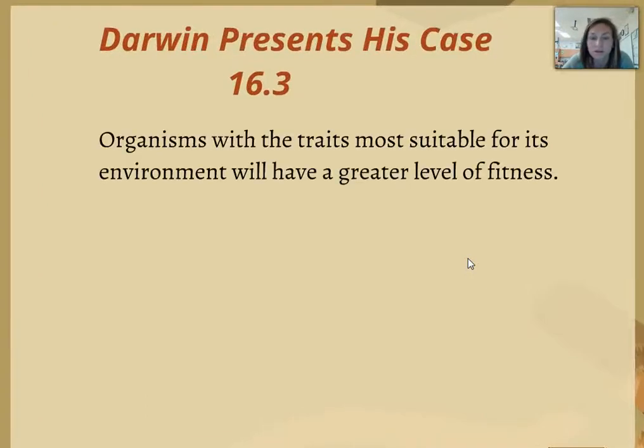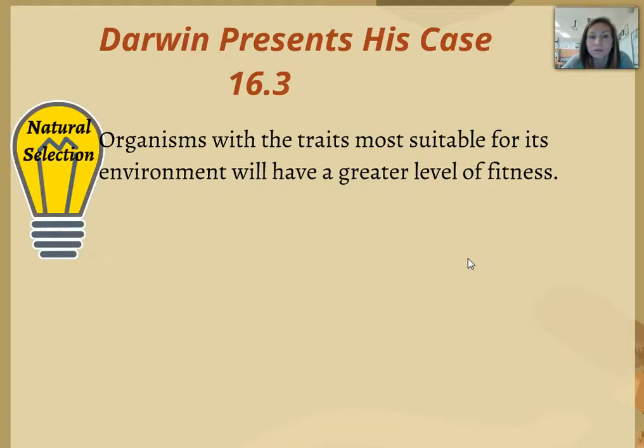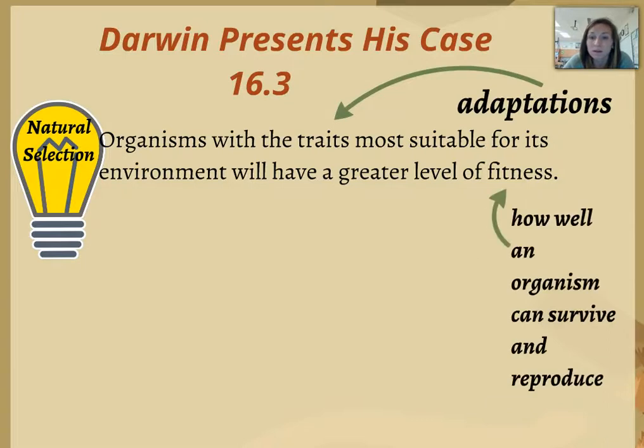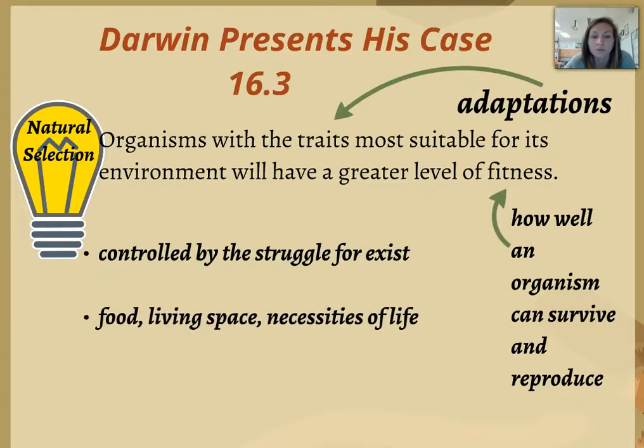So Darwin then presents his case knowing all of this, and he has deemed that organisms with the traits most suitable for their environment will have a greater level of fitness, and he called that natural selection. Now, traits that are suitable are called adaptations, and in order to be considered having a high level of fitness, you have to survive and reproduce. So this is all controlled by a struggle for existence between organisms, and this could be food, living space, necessities of life. Otherwise, that would determine how fit you are and if you are going to survive over time.